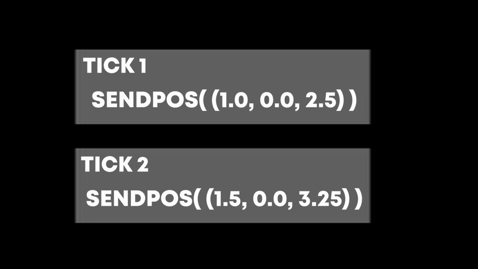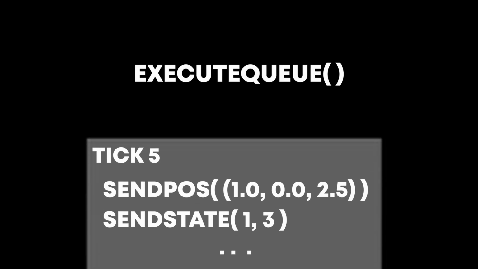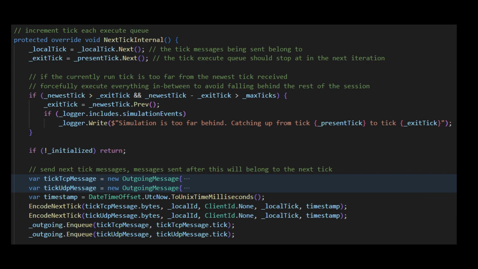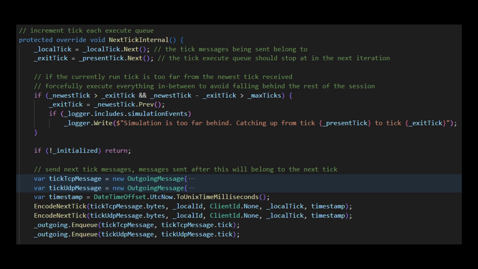To do this, I need to separate messages into ticks, where each tick we'd consider a singular moment of the game. I'll associate this with iterations of execute Q, which means each fixed update will be a new tick. Now, each time execute Q is run, a new message is sent to declare this connection is on a new tick, and that any messages received after that belong to that tick.